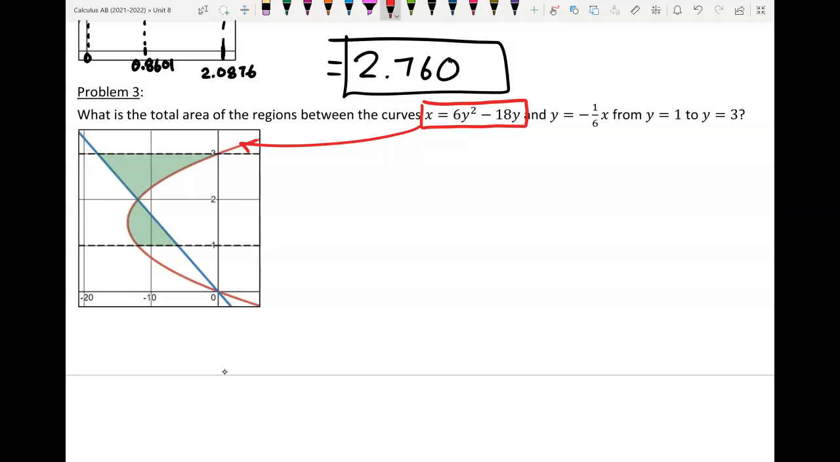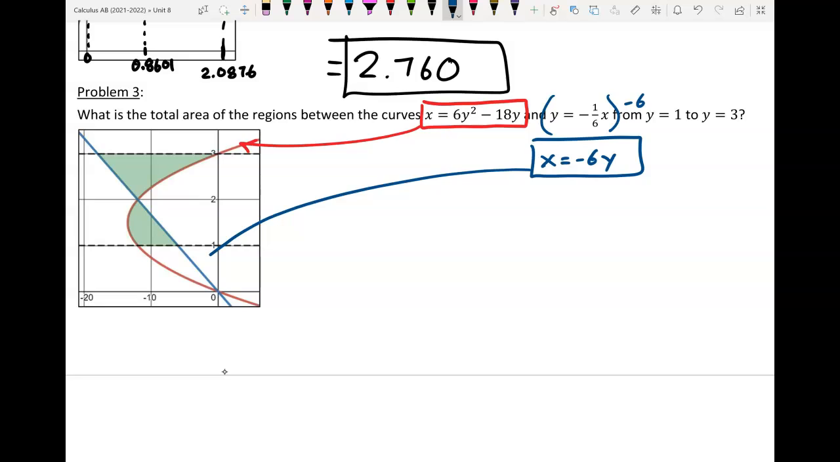You can definitely write it as f of y if you want to. Okay. And then my next one is going to be my blue curve. Is my blue curve in terms of y? No. But x equals negative 6y. I can easily solve, multiply both sides by negative 6. So we have x equals negative 6y. That is going to be my linear function here.